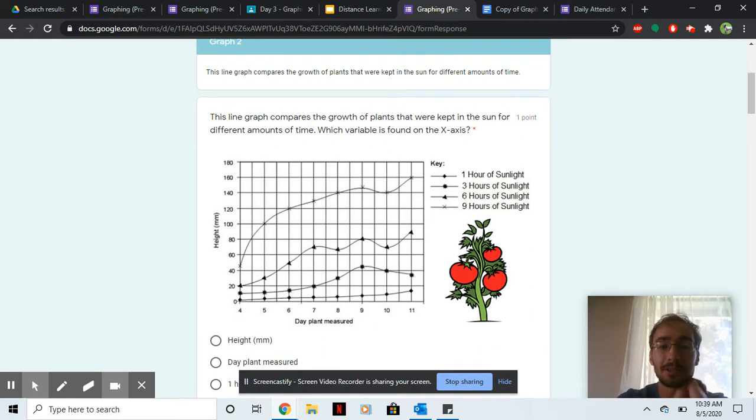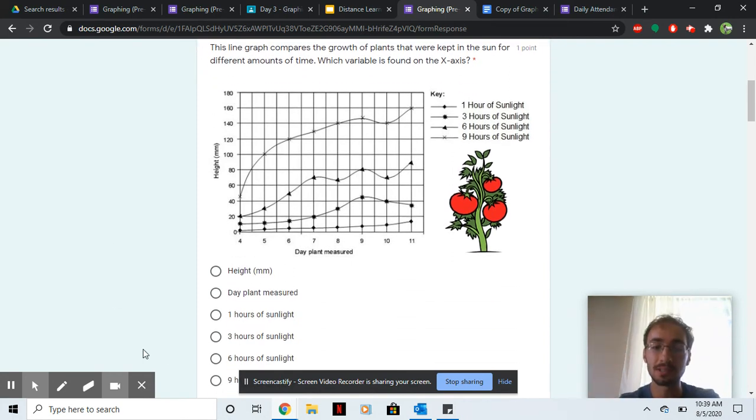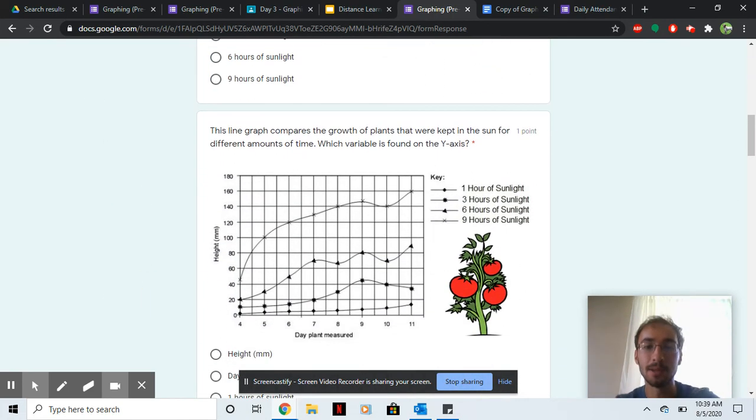The line graph compares the growth of plants that were kept in the sun for different amounts of time. Which variable is found on the x-axis? So x-axis goes horizontal. So what I do, you just look, what's the label on the x-axis? Day plant measured. There we go. It's already labeled nicely for us. Which variable is found on the y-axis? So the y, vertical. So what you're going to do, you're going to read what is the label on the y-axis. That's going to be height.